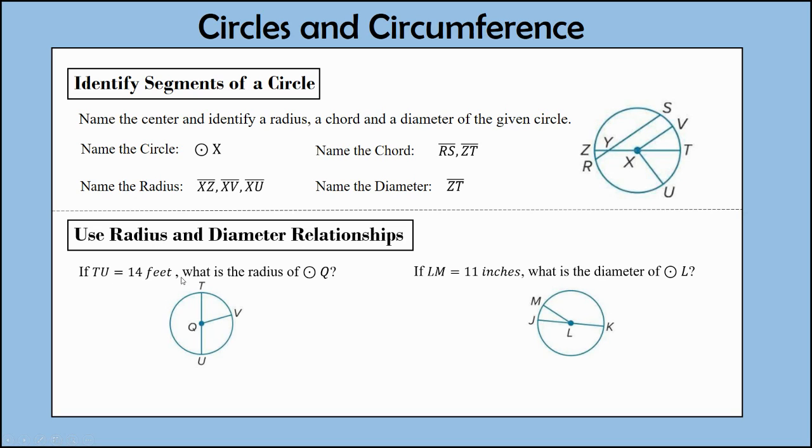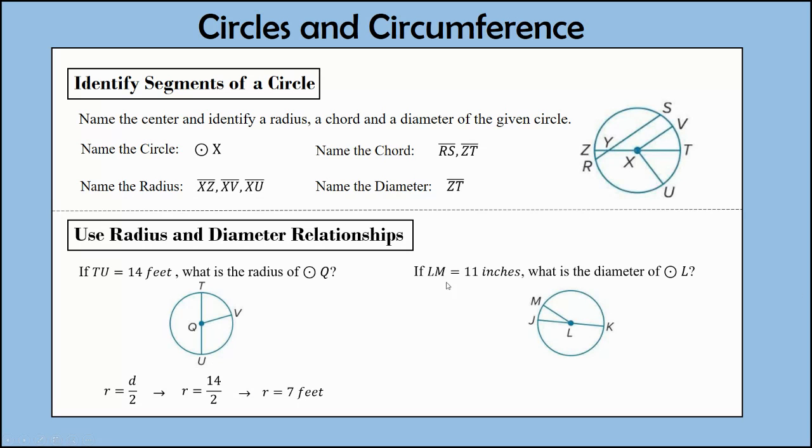So if TU in this drawing is 14 feet, the distance from T to U is 14 feet. What's the radius of the circle Q? Well, looking at it, T to U is a diameter. It's a chord that passes through the center. So we know the radius of a circle is half of the diameter. It takes 2 radii to make a diameter, so the diameter divided by 2 is a radius. In our case, our diameter is 14, so half of 14 is 7. So the radius of this circle is 7 feet. Now remember, we said all radii are equal. So Q to T is 7 feet, Q to V is 7 feet, Q to R, they're all 7 feet.